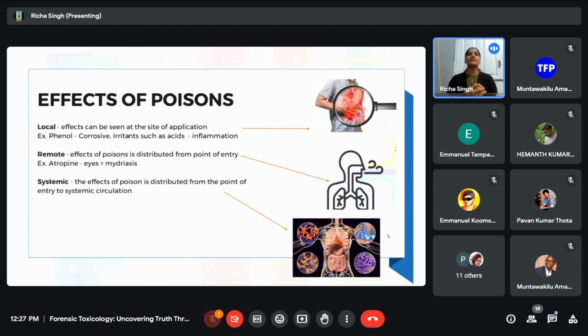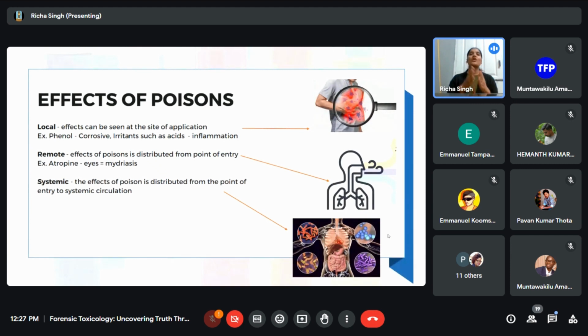Then remote effect of poison is distributed from the point of entry. That means first the poison is ingested, then it gets distributed to different parts of the body, and then it shows its action. So it does not have any local action, but first it gets absorbed and then it shows its action. In case of atropine, it leads to mydriasis in the eyes.